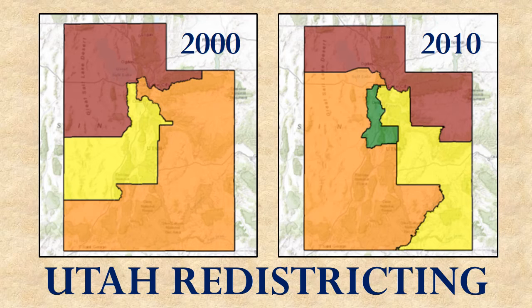The district that is in orange remained the same district, with potentially the same person representing it between 2000 and 2010. But it essentially flipped and took over the other half of the state from what it had represented before. The same with the district in yellow. Nonetheless, this is how the state legislature in the state of Utah chose to redraw these boundaries.